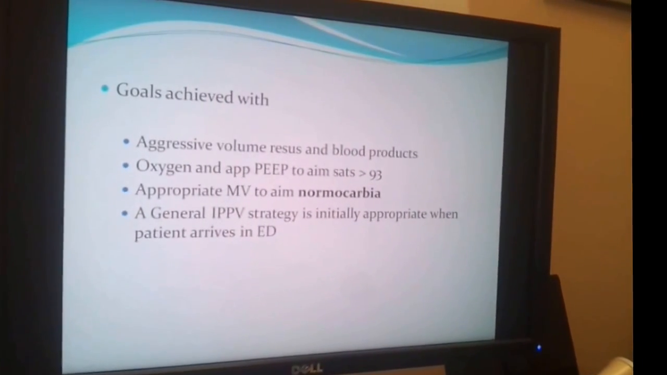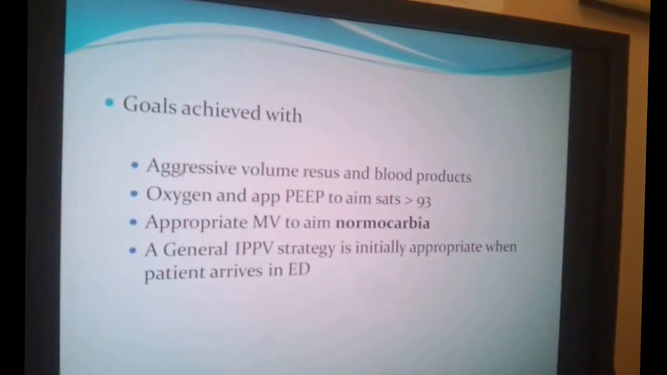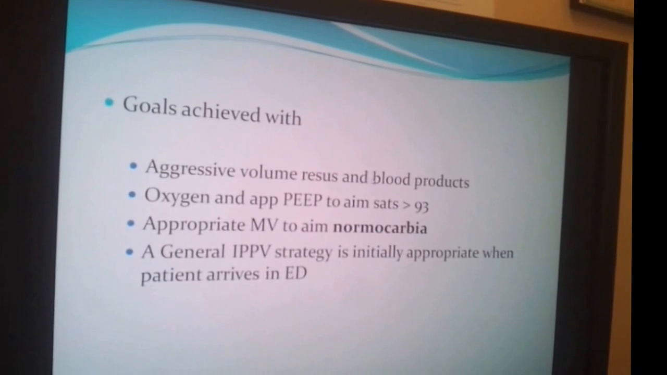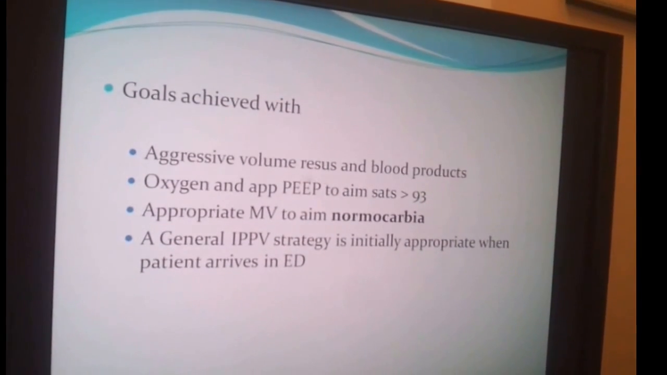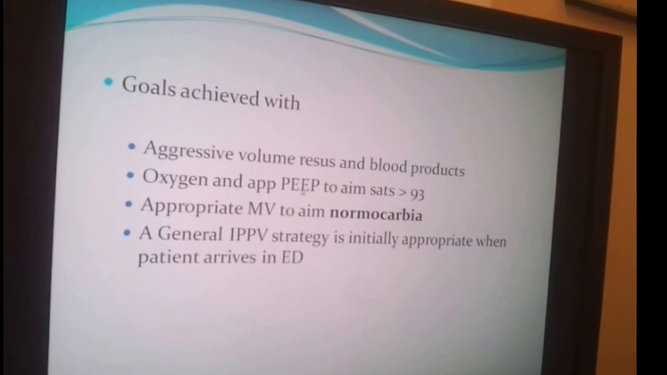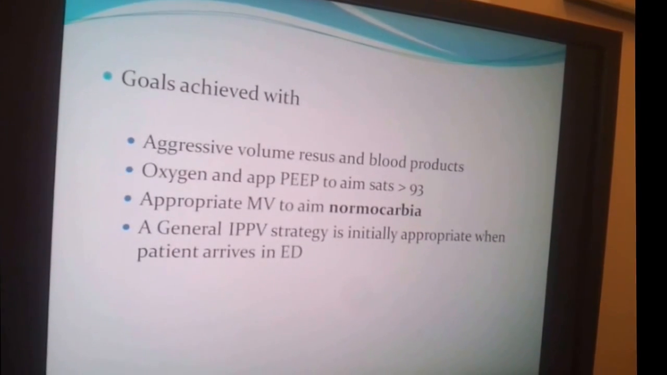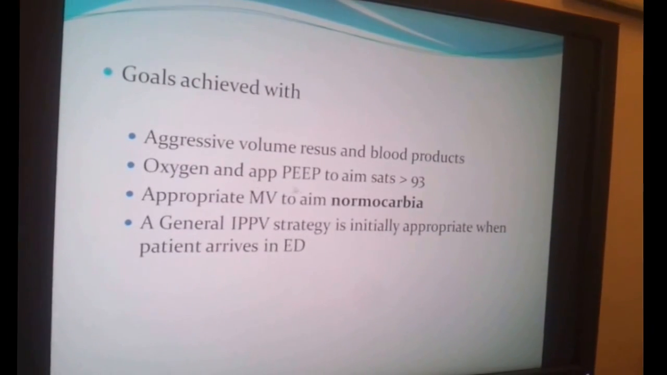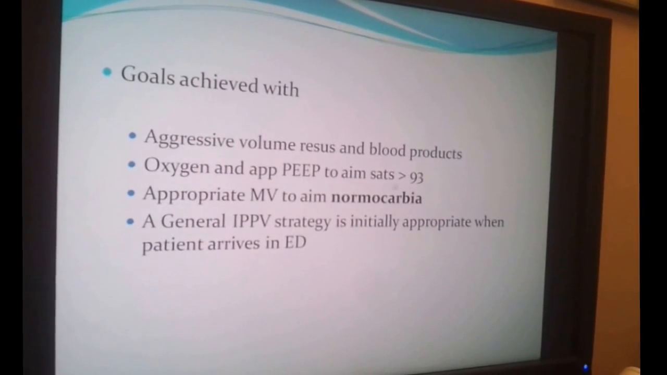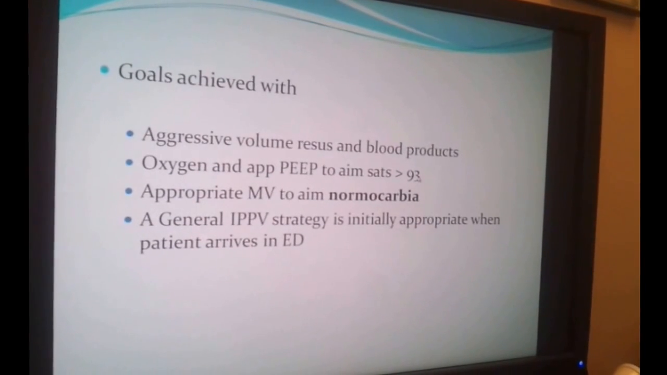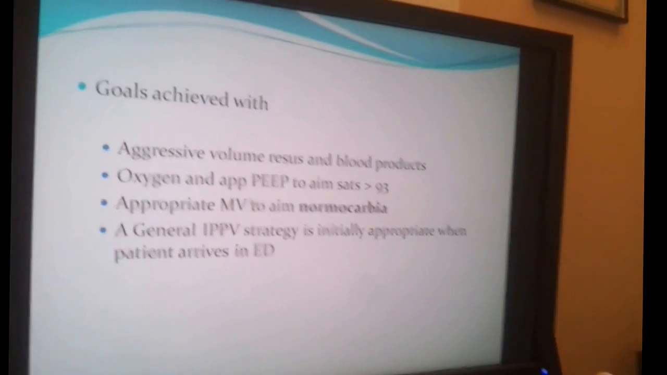Goals are achieved with aggressive or appropriate volume resuscitation and blood products, oxygen and appropriate PEEP. Why do I say appropriate PEEP here rather than high PEEP? Because if someone has got a head injury, you don't want to give them high PEEP because that will raise their ICPs. Okay, so aim at a SATs of greater than 92 and titrate it accordingly.